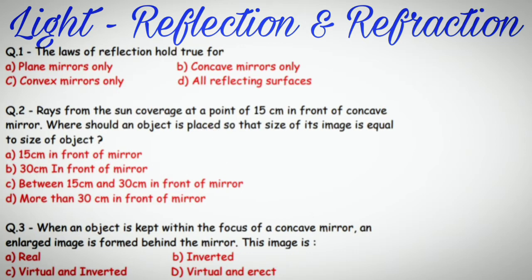Next question comes here. When an object is kept within the focus of a concave mirror, an enlarged image is formed behind the mirror. This image is option A real, option B inverted, option C virtual and inverted, option D virtual and erect, and the correct answer is virtual and erect.